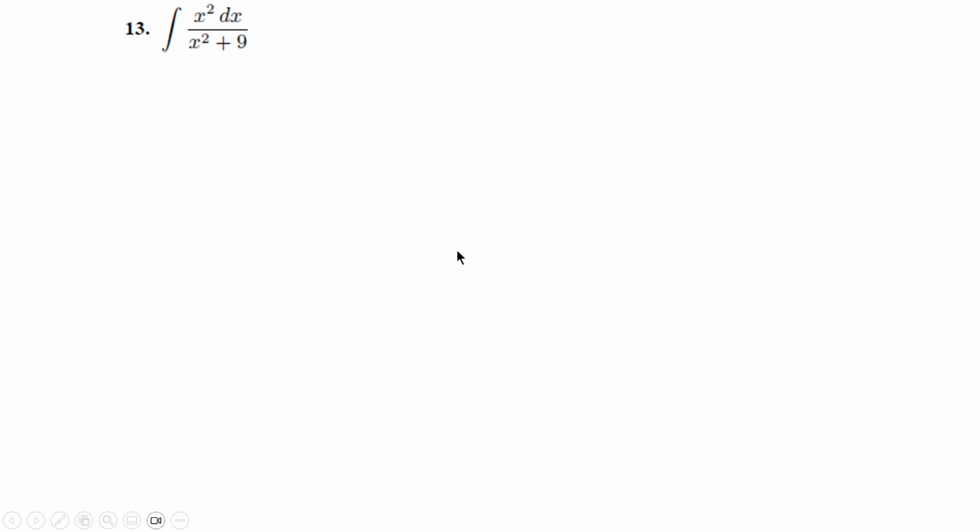Okay, this is the video for 8.6 Improper Integrals Day 1. And I wanted to start the video with number 13 from 8.5. Alright, and 8.5 is when we got this partial fraction stuff going on here. Okay, and do you guys agree that this is not a proper fraction?